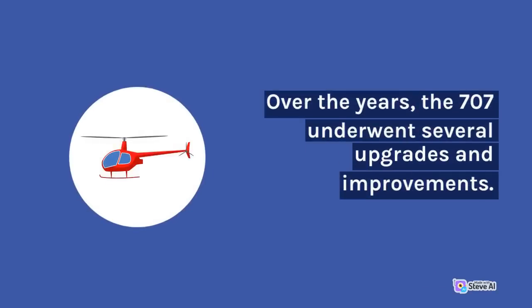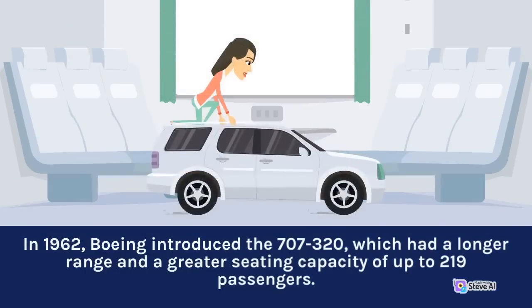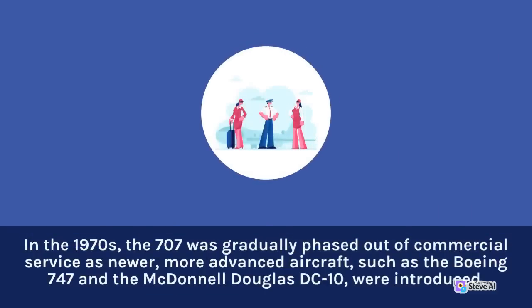Over the years, the 707 underwent several upgrades and improvements. In 1962, Boeing introduced the 707-320, which had a longer range and a greater seating capacity of up to 219 passengers. In the 1970s, the 707 was gradually phased out of commercial service as newer, more advanced aircraft, such as the Boeing 747 and the McDonnell Douglas DC-10, were introduced.